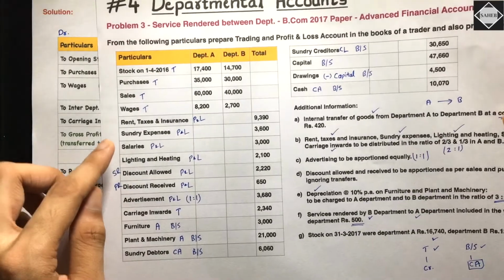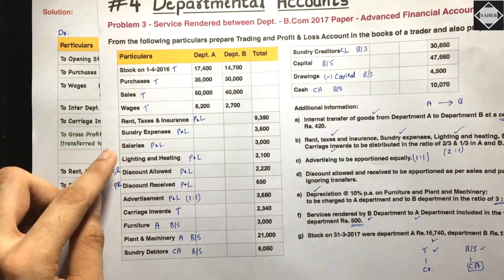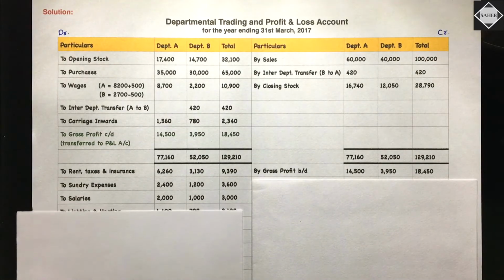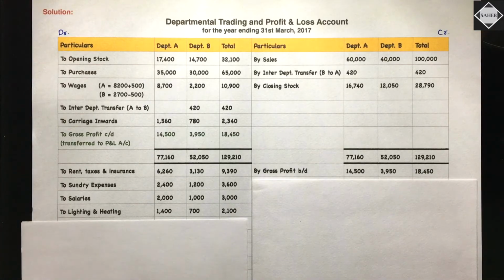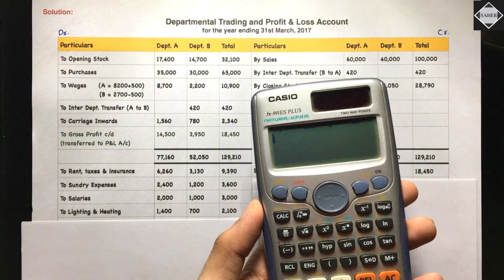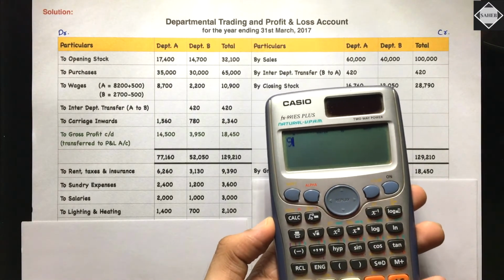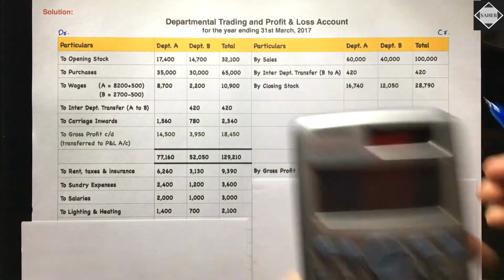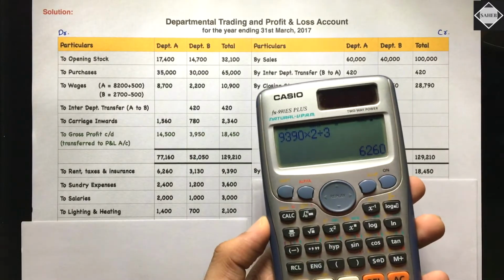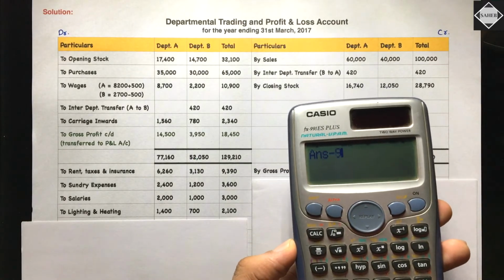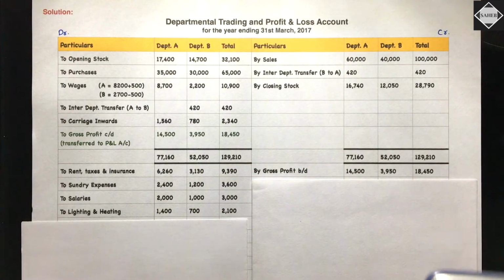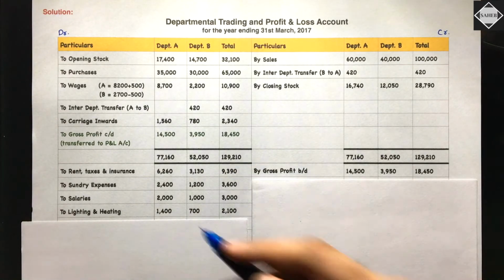See, all this you have to take. 3600, salaries, lighting and heating, all these are 2:1 only. I'll just show you one, rent, taxes and insurance, then the rest are all same. 9390 into 2 divided by 3, that's equal to 6260, and for the remaining you have to do the balancing figure, minus 9390, that is equal to 3130 for the department B. Is that clear? This is how you have to do for everyone.